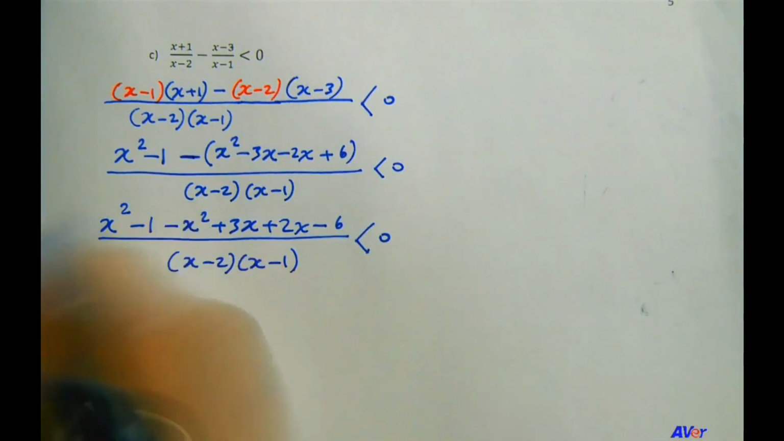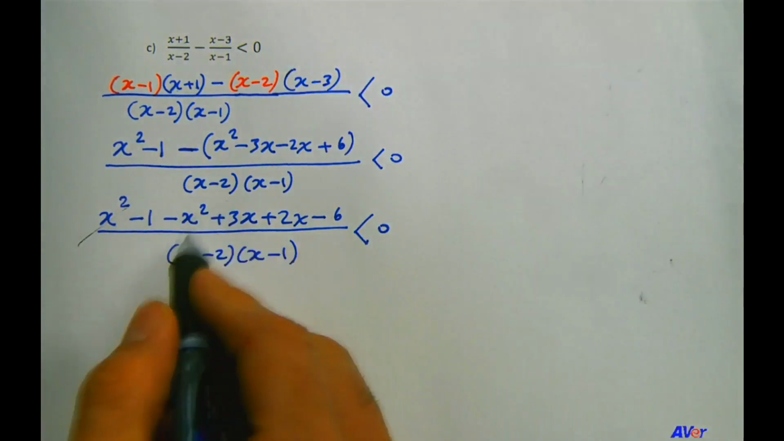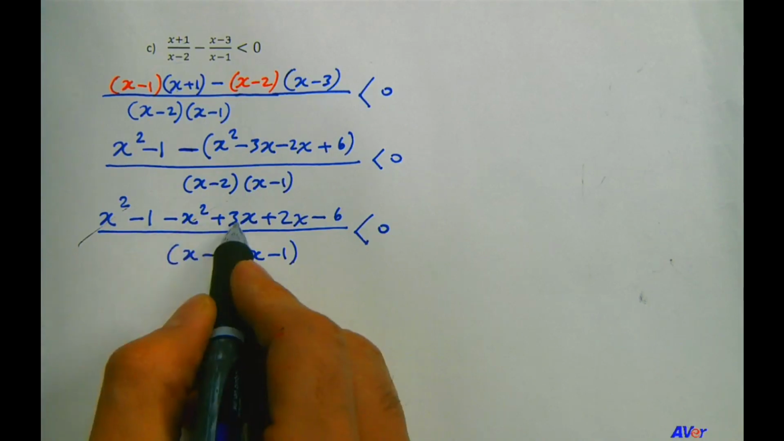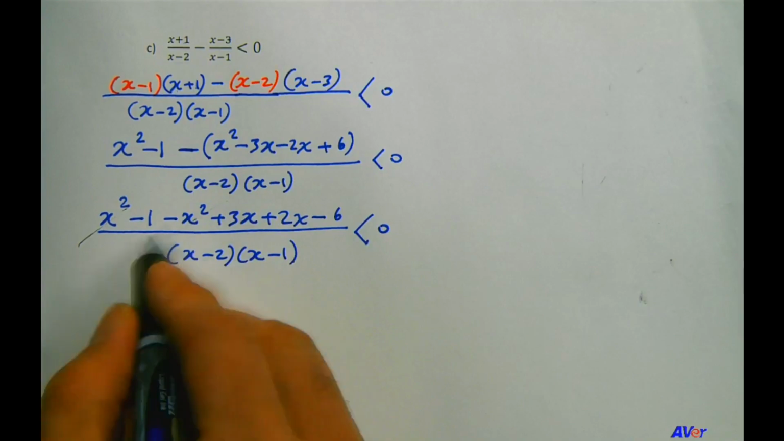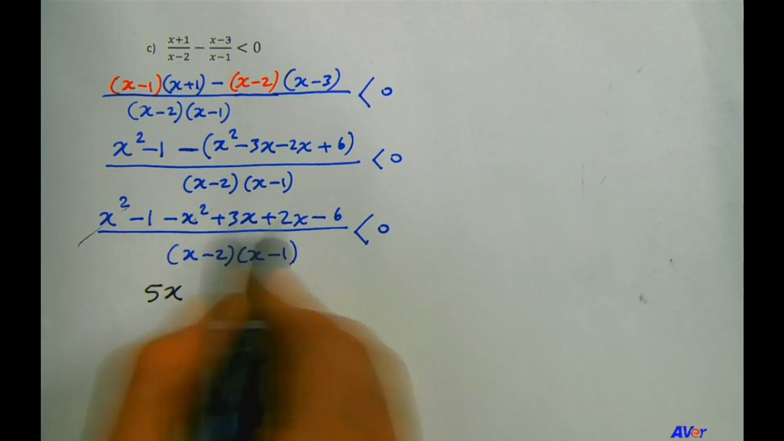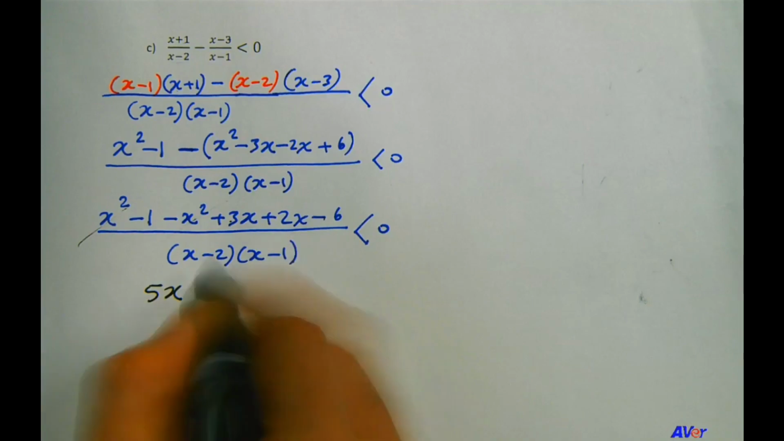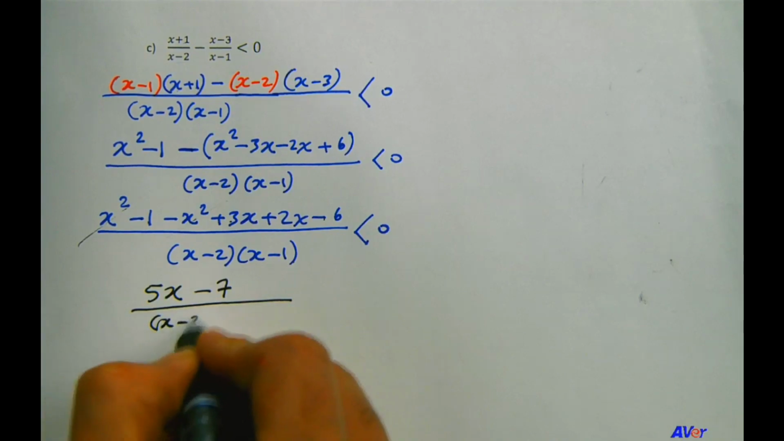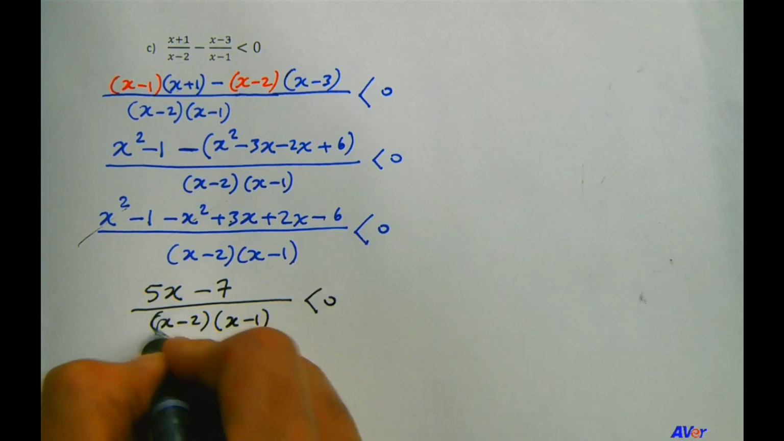Now let's simplify the numerator a little bit, right? x squared and then minus x squared cancel each other out. So then we have 3x plus 2x, that's 5x. And so 5x minus 6 minus 1, that is minus 7, right? Divided by x minus 2 times x minus 1, less than or equal to 0. Like that.